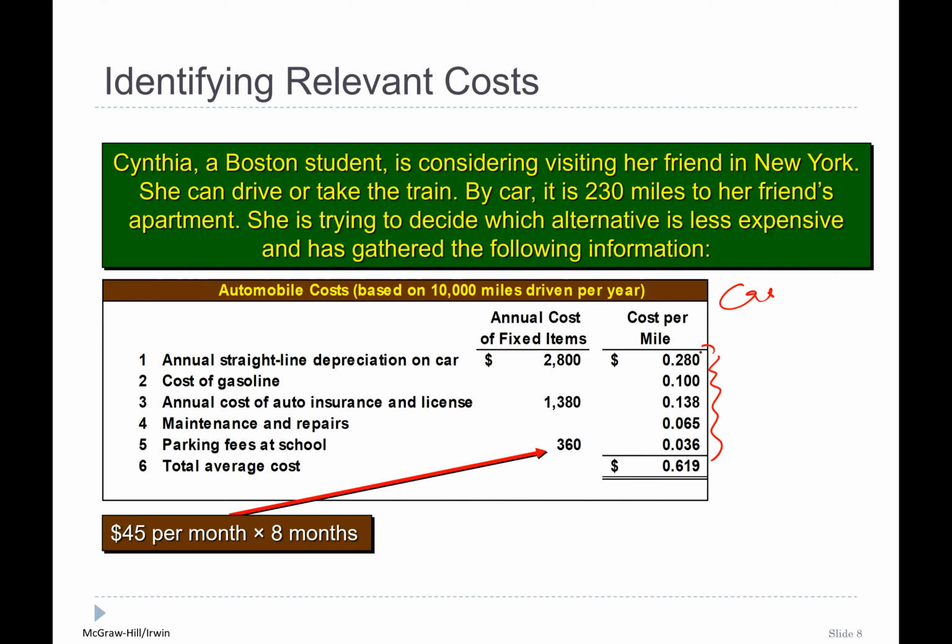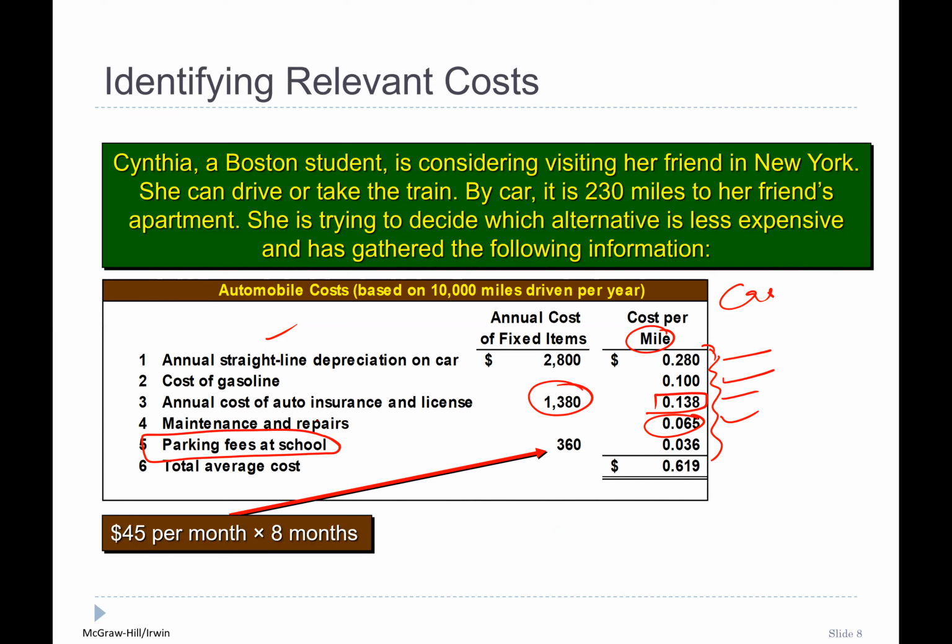So this depreciation is relevant, yes, because the more you drive, this is cost per mile, the more depreciation is going to be. Cost of gasoline, yes. Annual cost of insurance, relevant. She calculated that, yes, because the more the car is old, the insurance premium going to be higher as well. Maintenance and repair, yes, relevant. Parking fees at school, relevant or irrelevant?